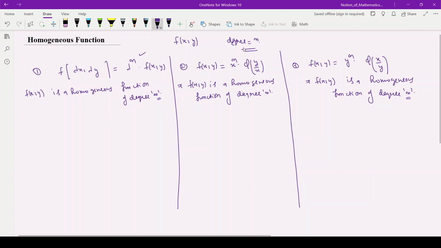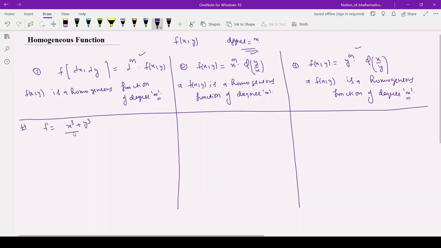So students, how can we understand all these three ways? If any one of these is applicable, then we can say the given function is homogeneous with the given degree. Students, I will verify all the methods here. Suppose the function I am taking here is f(x,y) equal to (x cube plus y cube) upon (x plus y). I am applying the first method here.